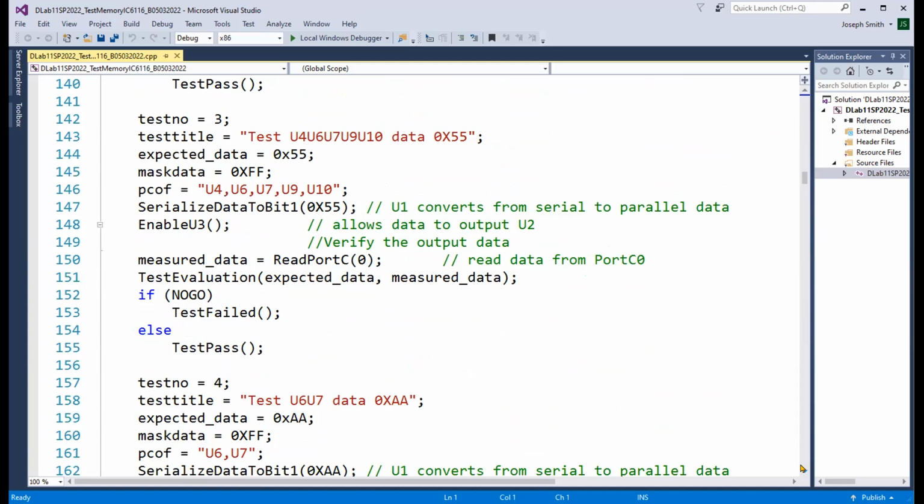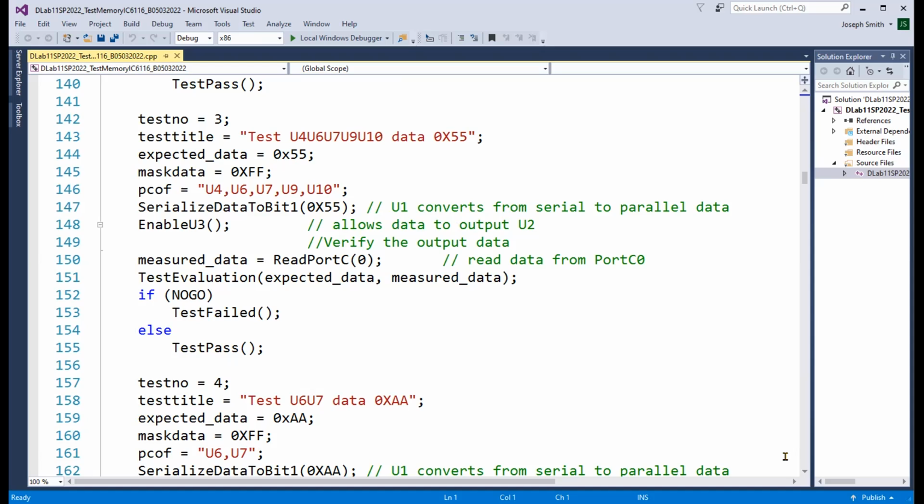Well, no, I passed this. Test 3 is wrong because you're doing exactly the same thing as test 1. You serialize the data and you enable U3 and then you verify the data. You didn't go through U6, U7. They've never gone through U6, U7.